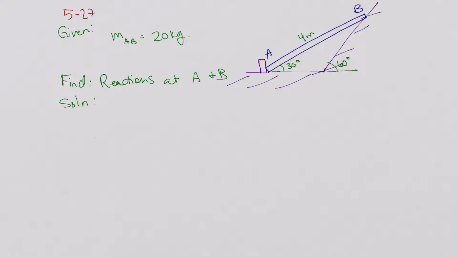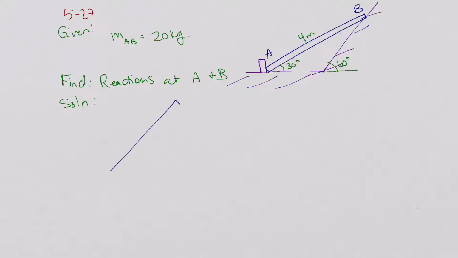All right, so this is problem 527 from your book. Basically with this, we have a smooth uniform bar, AB, and you see it's propped up against this wall that's at an angle. Basically, with this, we want to start by drawing our free body diagram.